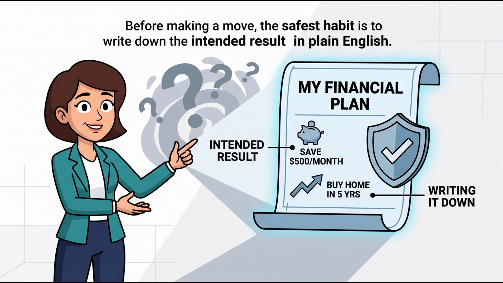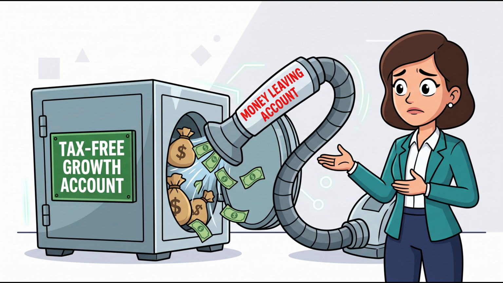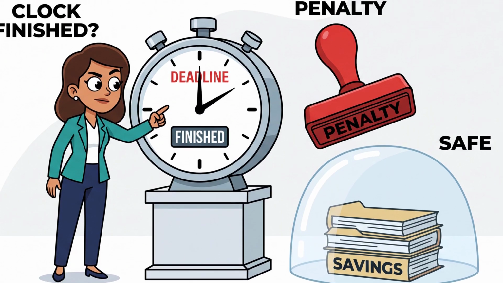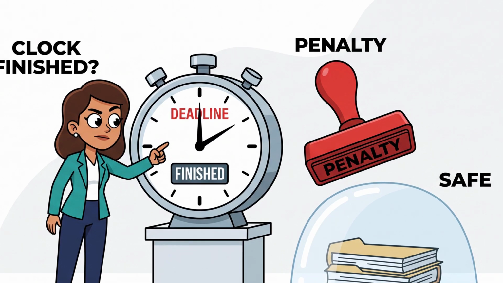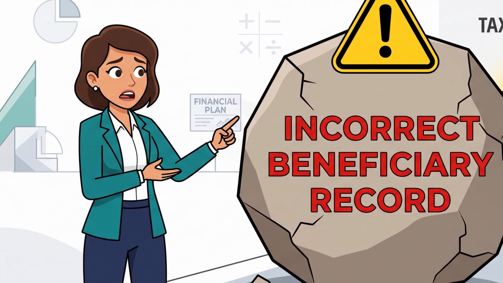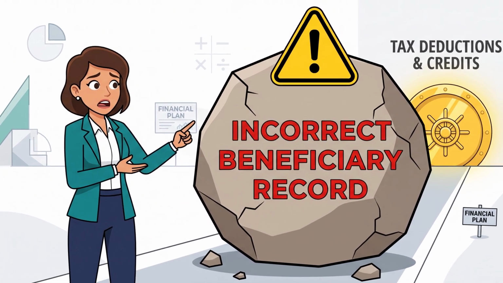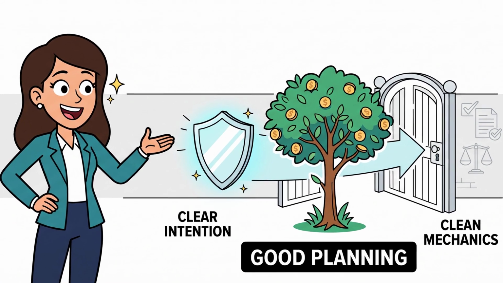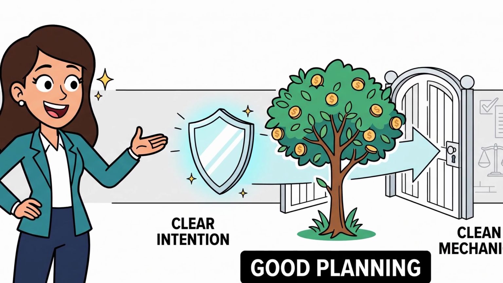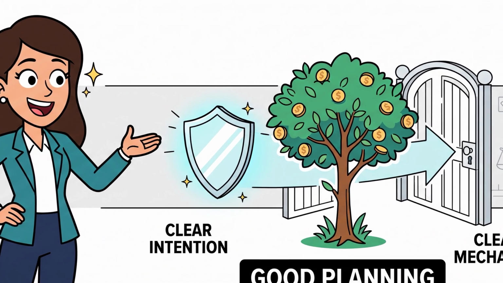Before making a move, the safest habit is to write down the intended result in plain English. Then compare that intention with the mechanics. If the goal is tax-free growth, does the money actually remain inside the account? If the goal is avoiding a penalty, has the relevant clock actually finished? If the goal is protecting an asset, is the title or beneficiary record correct? If the goal is using a deduction or credit, do the income limits and documentation support it? Clear intention plus clean mechanics is where good planning lives.